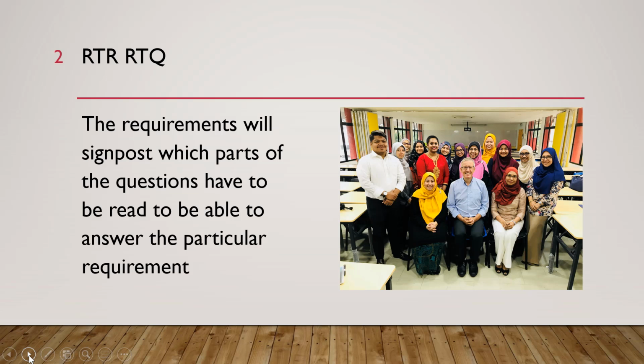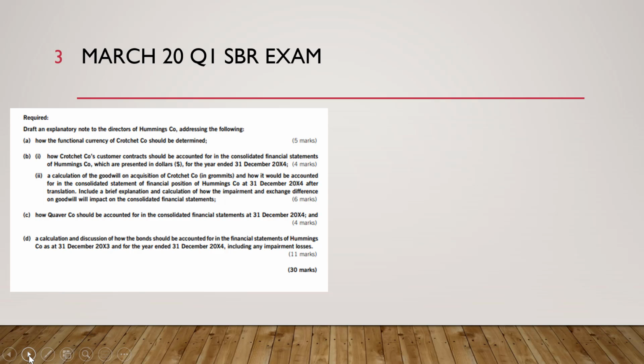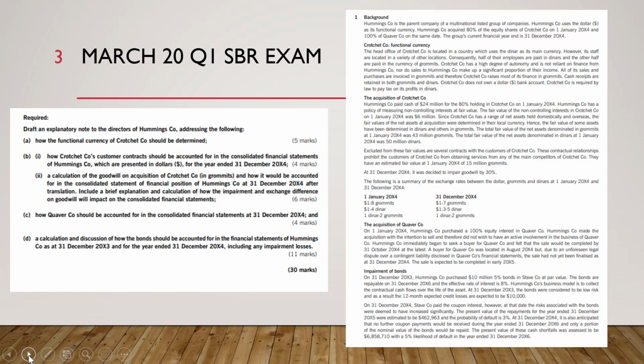Now, in reading the question, the requirements of the question are signposting you very specifically to particular parts of the question. So you don't have to read a full 30-mark question in its entirety to answer it. This is from the March exam, and you can see it's a massive 30-mark question. But really, it's A and B and C and D. And A is how the functional currency of Crotchet can be determined.